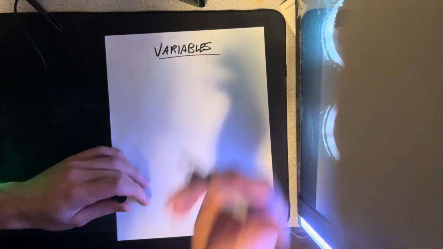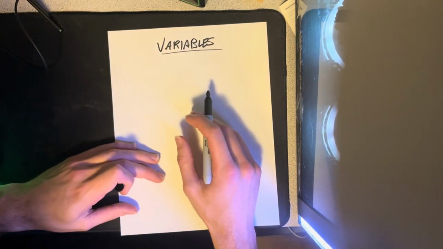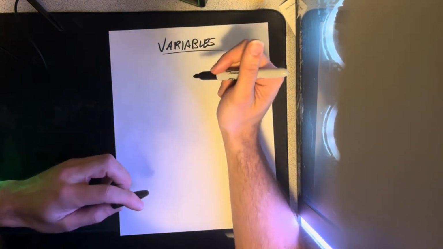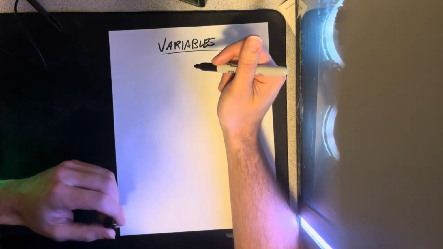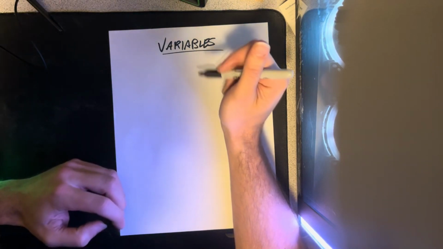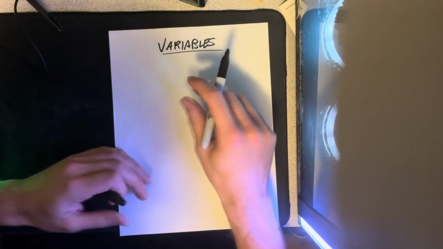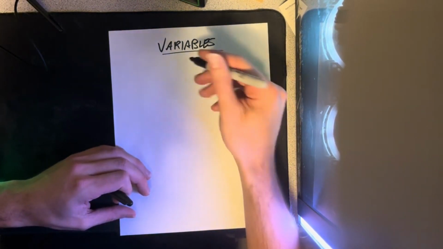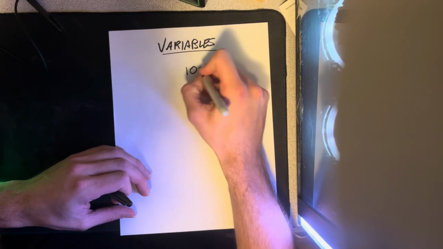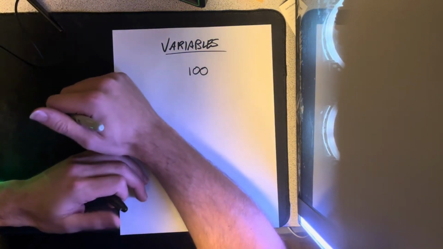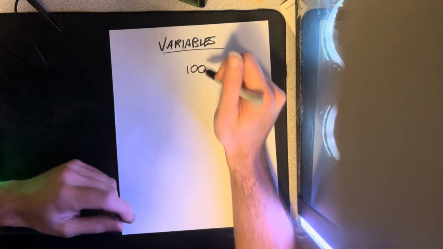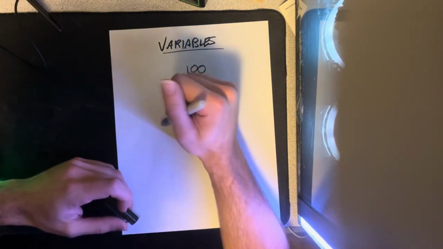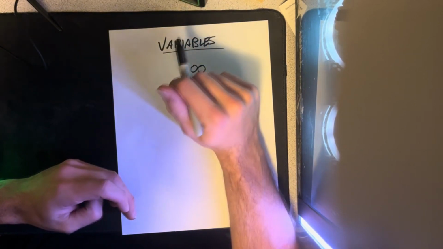Variables. What's a variable? Well, let's say I was making a program, and let's gamify it. Let's say you were making a game, and you wanted to keep track of the player's health. 100's always a good number. Player's got 100 health. Up until this point, you would have punched this number 100 into your program, and that would have been the end of it.